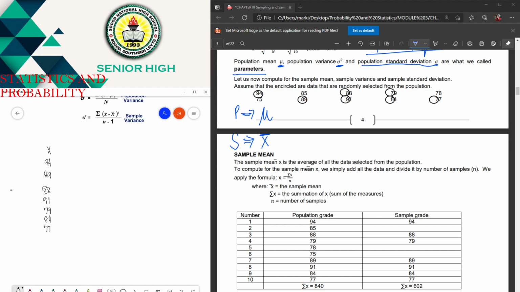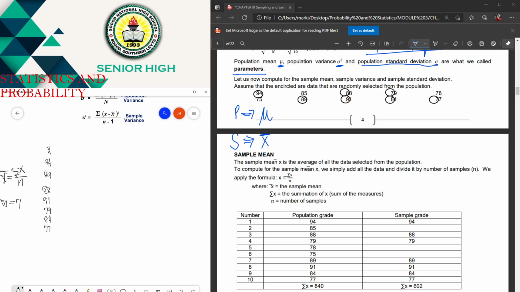So, how to get the x bar? x bar is equal to the summation of x over n. Small n na siya. So, what is your n? Small n. 1, 2, 3, 4, 5, 6, 7. So, n is equal to 7. Okay? n is equal to 7.